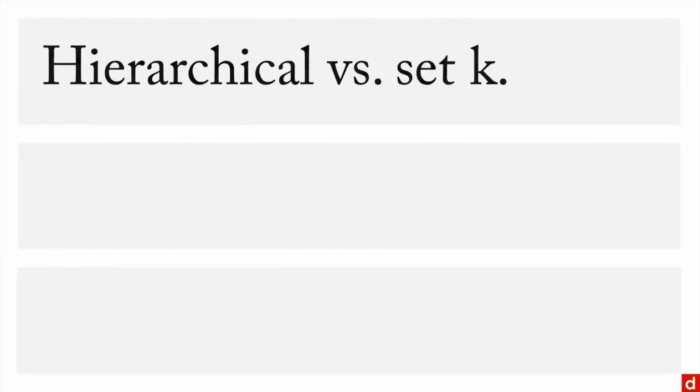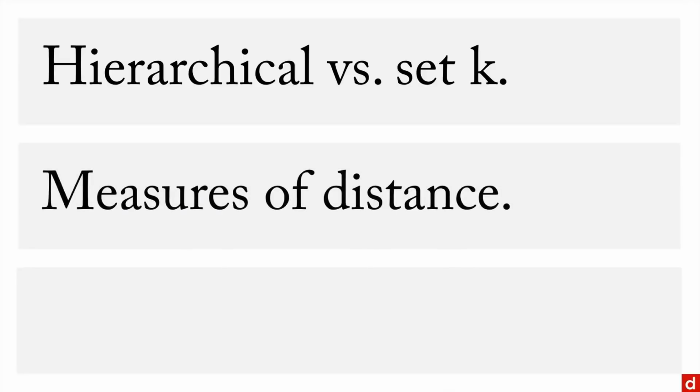So for instance, you have to decide whether you're going to do a hierarchical cluster analysis, which goes from one group to as many groups as you have cases, or whether you're going to use a set K or set number of clusters. You also have to decide on the measures of distance that you're going to use. Euclidean distance, which is sort of like measuring the as the crow flies distance between cases, is very common, as is squared Euclidean distance, which is what SPSS uses.